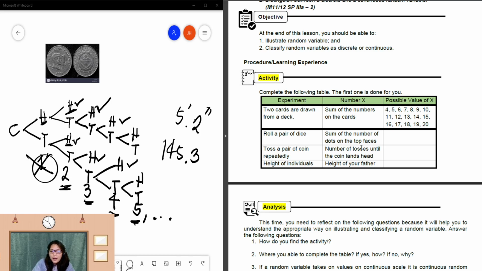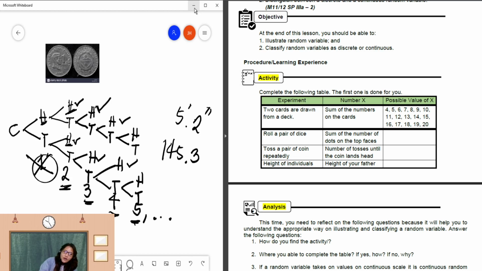So, roll a pair of dice, the answer is yes, it is discrete. That's correct. Very good. You already learned. Very fast learner. Alright, how about the second one? Toss a pair of coins repeatedly. Again, our answers are 2, 3, 4, 5. It is discrete because it is a whole number, though it is infinite lang.